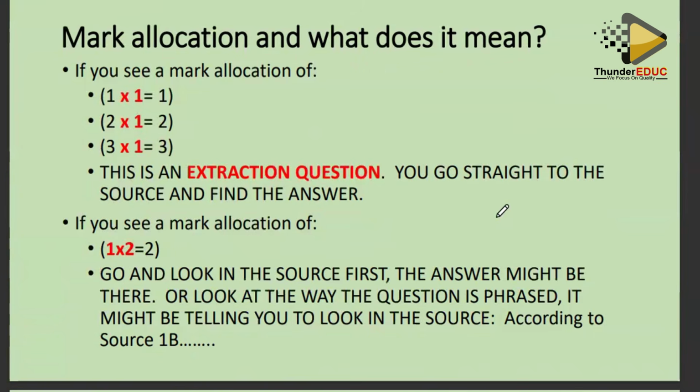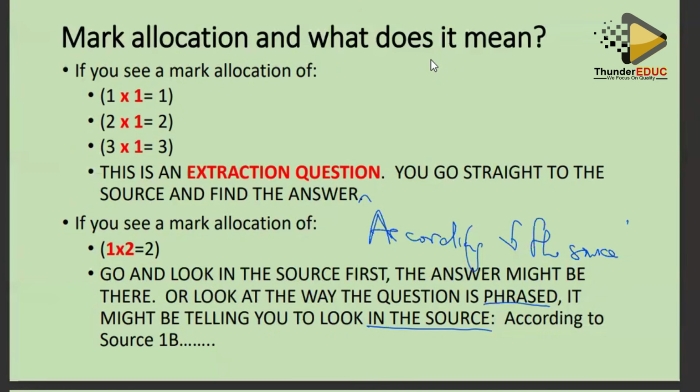If you also see a 1 by 2, go and look in the source first. The answer might be there. Or look at the way the question is phrased. You also get a clue from how the question is phrased. The questions are phrased differently. For example, it might be telling you to look in the source. If the question says, for example, according to the source, it's a 1 by 2, it's saying according to the source. This is the phrase of the question. If it says according to the source, it means there is evidence in the source.